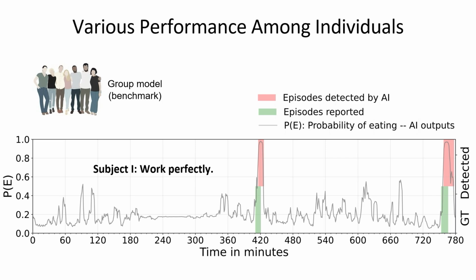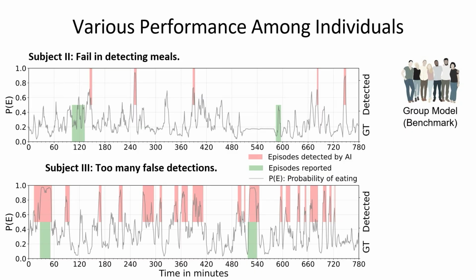Unfortunately, it's not always the case. I will show some more examples here. For subject 2, the classifier completely fails in detecting all the meals. And for subject 3, though the classifier detects the episodes successfully, there are too many false detections. All of these are not good performance for those subjects. These are 3 typical cases we observed from the performance of the group model, and it motivates our further research.